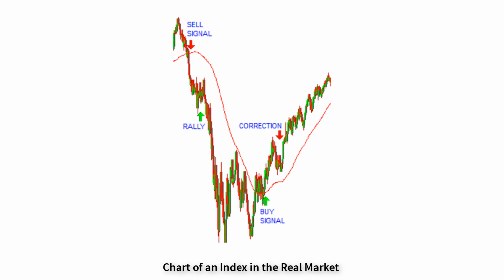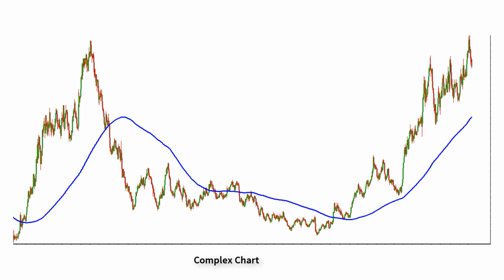Now let us consider a more complex chart with a simple 200-day moving average. You can see here that most of the time the 200-day moving average has worked reasonably well, giving buy and sell signals. However, in the middle of the chart there is a whiplash, where the index moves sideways, crossing and recrossing the moving average, and giving a series of buy and sell signals at more or less the same price.